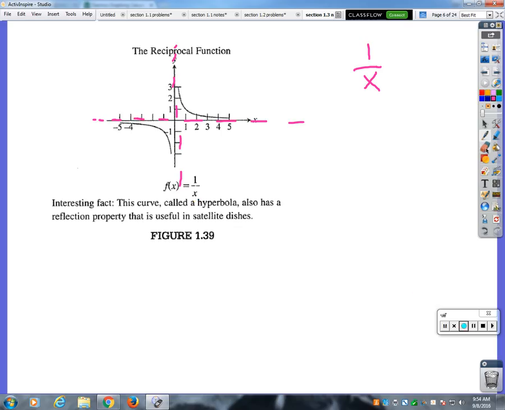The interesting fact here is that this curve, called a hyperbola, also has a reflection property. The thing I like about this one is that if you make this three-dimensional and tilt your head sideways, what are we looking at? The nuke tower. So the nuke towers that you drive past all the time are based on this curve. The engineering they use to build it is obviously not just one over x, it's a little more complicated than that, but it's the same sort of idea.